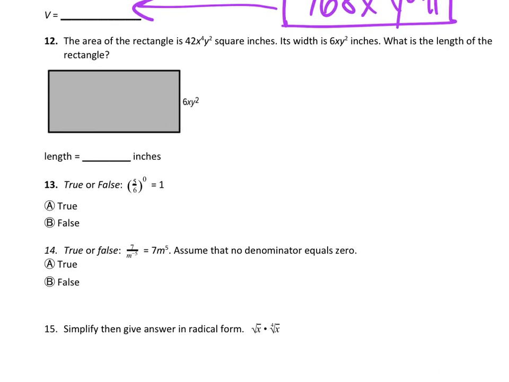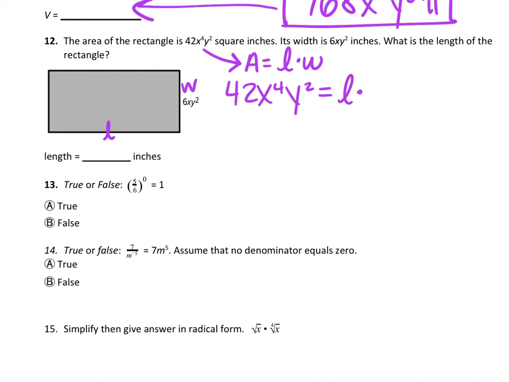Okay, 12, we did one like this in your homework. So the area of the rectangle is 42 x to the fourth y to the second. So area formula is length times width. Well, they're giving us the area, so I'm going to plug that in there, in the A. And then they give us the width. We're looking for the length. So I'm going to do length times 6xy squared.